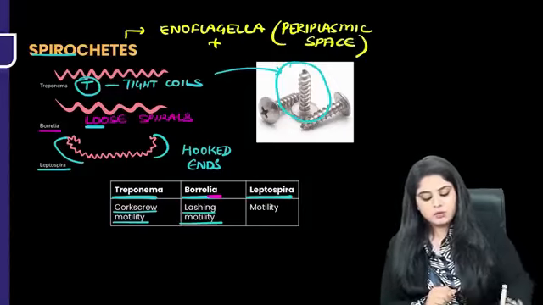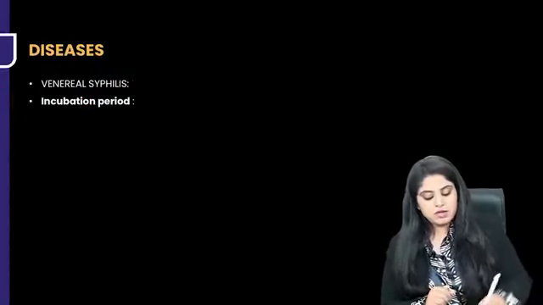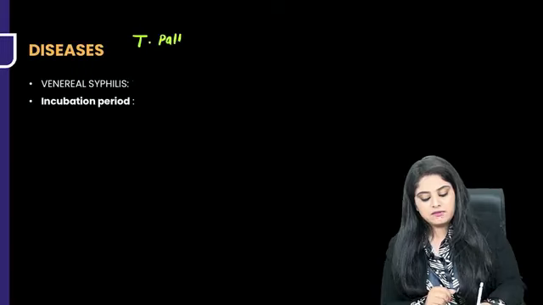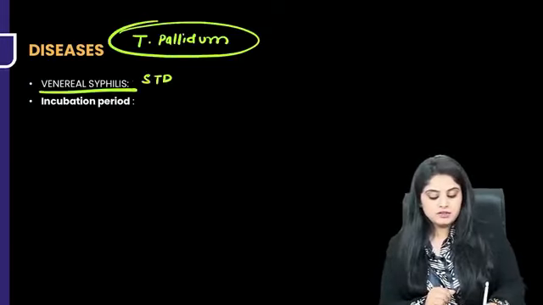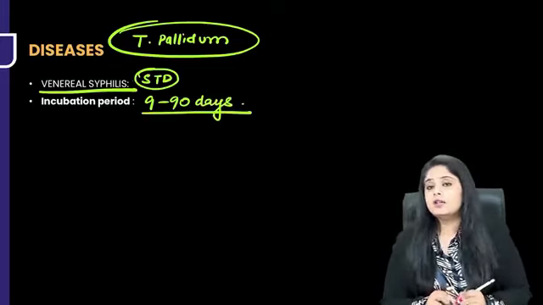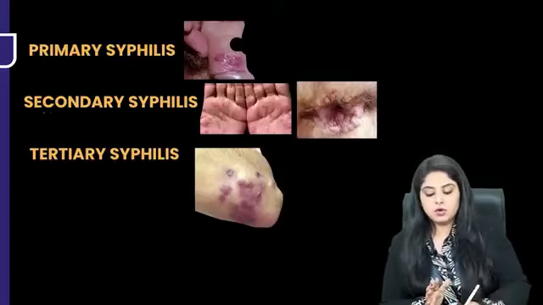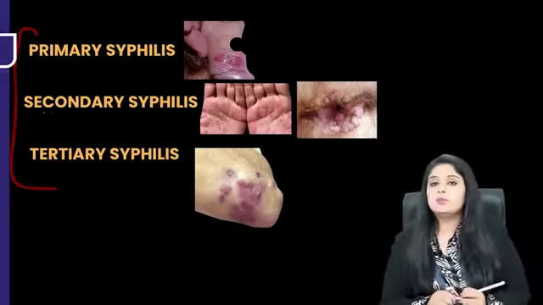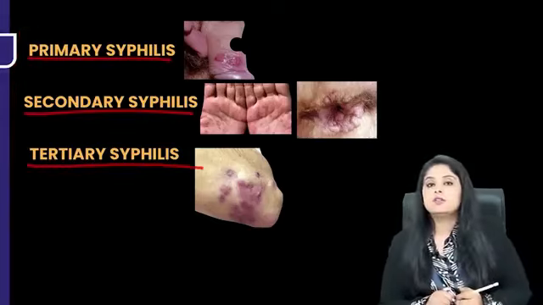Let's begin with the first one. What am I starting with? The tight coils. Tight coils means I'm starting with Treponema, and the Treponema that we are going to study is Treponema pallidum, which causes the sexually transmitted disease called venereal syphilis. The incubation period, which you will always remember, 9 to 90 days, is how syphilis is going to occur. How many stages does it occur in? Primary syphilis, secondary and tertiary. So I've put up the 3 stages all in one go.